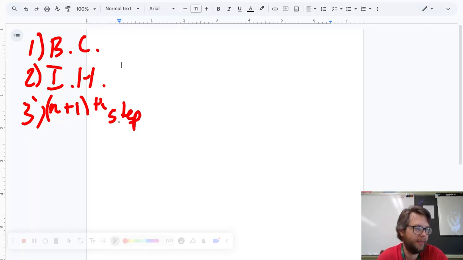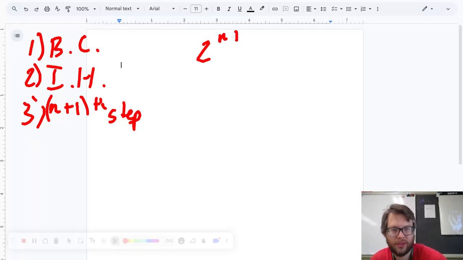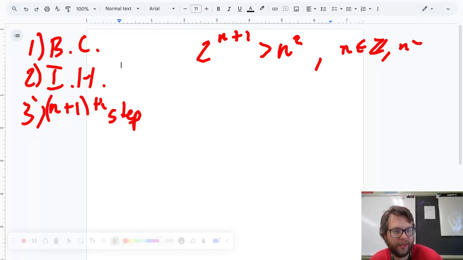So, for example, let's try to prove this statement here. We'll try to prove that 2 to the n+1 is greater than n squared, where n is an integer and n is greater than or equal to 3.